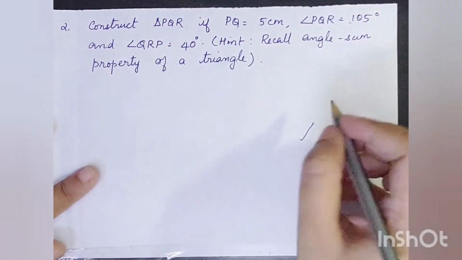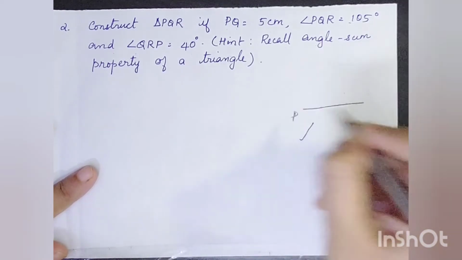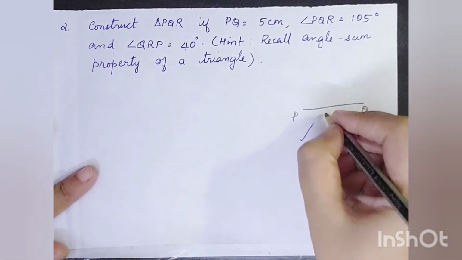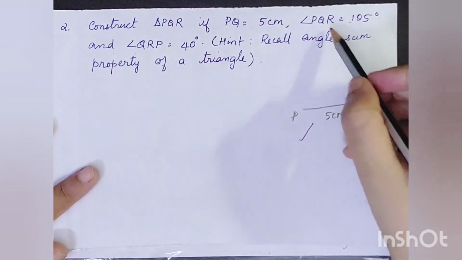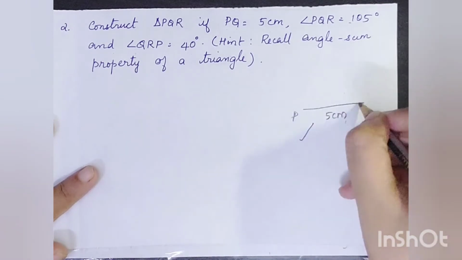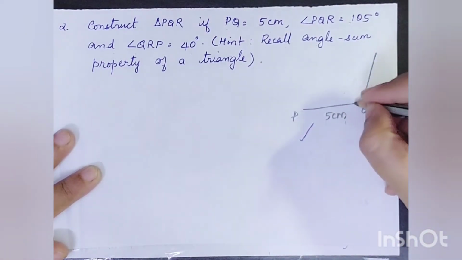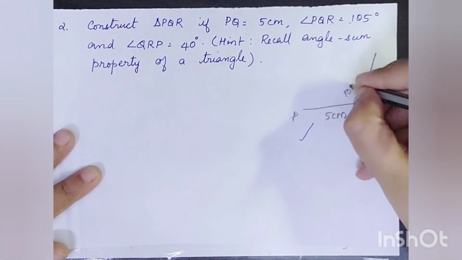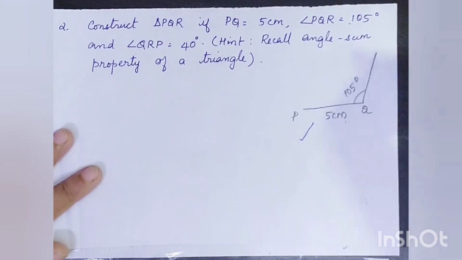Now let's go on to the problem. PQ is equal to 5 centimeters. So let's draw a rough diagram here. Let this be P, let this be Q. PQ is equal to 5 centimeter. Angle PQR is equal to 105 degrees, so it will be like this. We don't know where the point R is, right? Because they have not given the measurement QR.